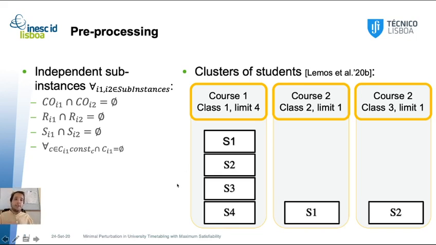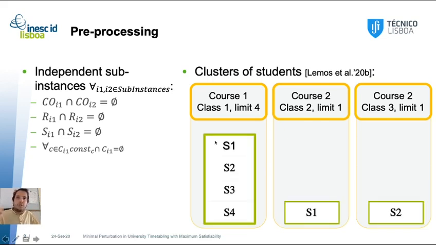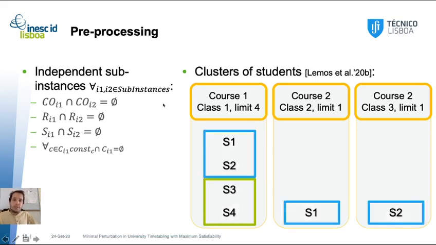However, in larger instances, this wouldn't be practical. So we could consider to merge all students into one big cluster. However, as we can see, S1 and S2 have a different curriculum plan from S3 and S4, as S1 and S2 must attend course 1 and 2, and S3 and S4 only need to attend course 1. So we can split this into clusters.